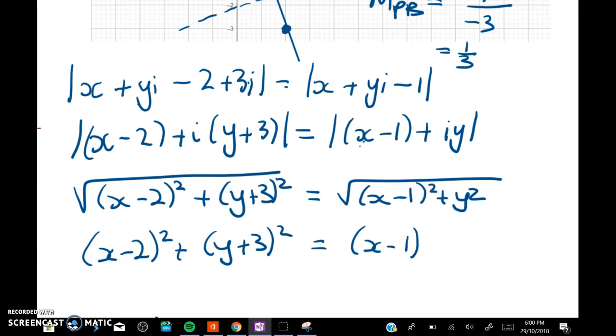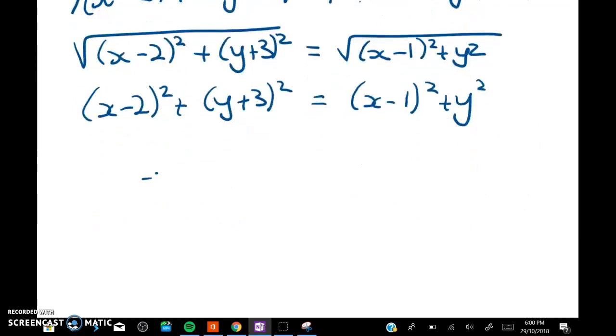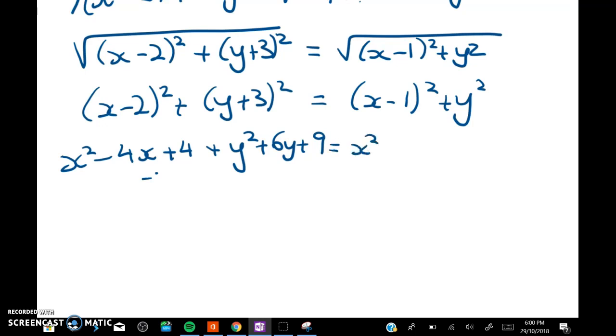Whoops, we missed a square there. Right, I'm doing each step of this, partly because often loci problems are "show that" problems. So you want to make sure that you don't skip any steps of working. So there's y squared plus 6y plus 9. Right, and it's worth just checking back that we haven't mucked anything up, but that all looks okay.